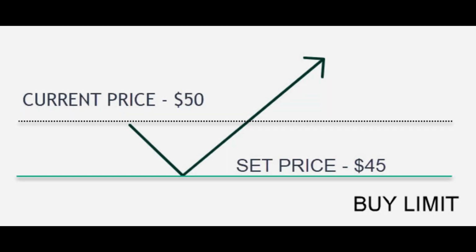So let's say there's a stock, it's trading at $50 a share, but you believe it's going to drop down to $45 a share and then it's going to bounce. Well, you could place a buy limit order at $45. So this way, if that stock does drop down to your price of $45, your order will automatically be executed and you'll have entered into this trade at the price that your strategy had called for.